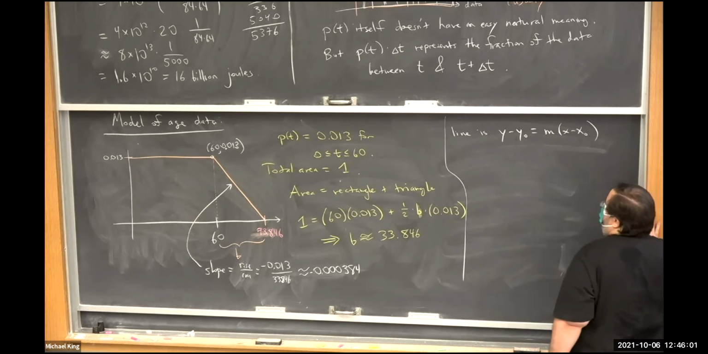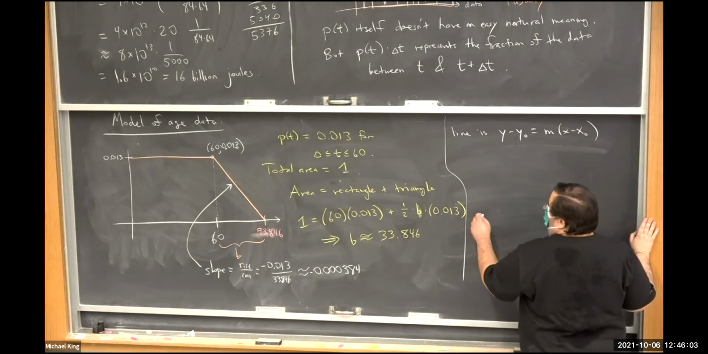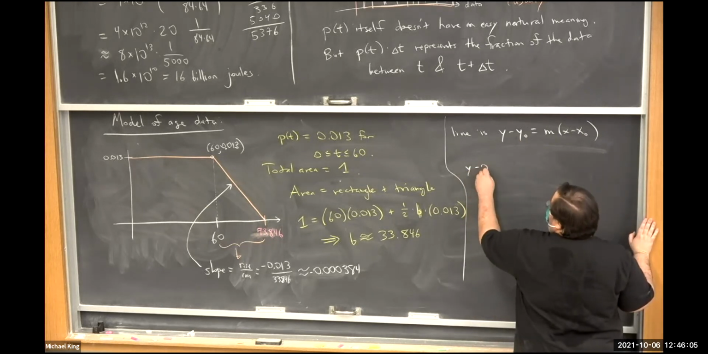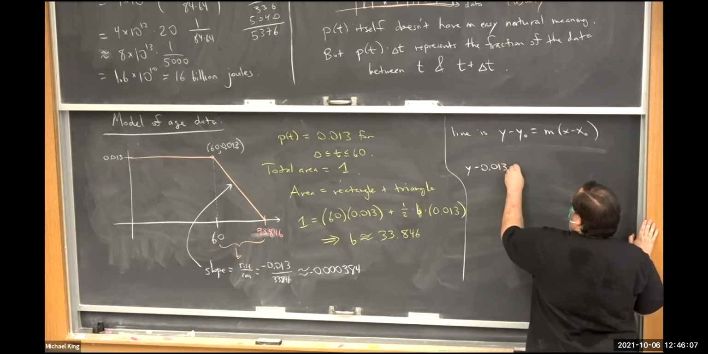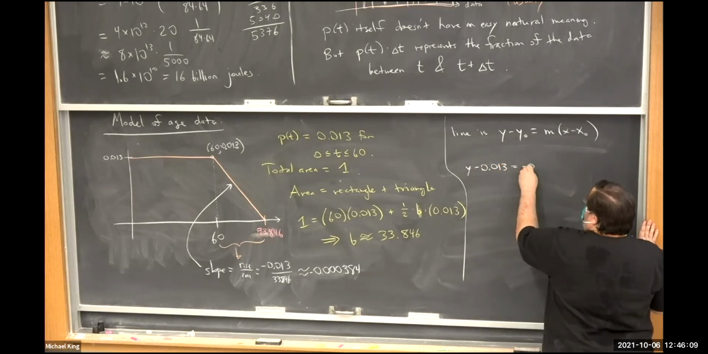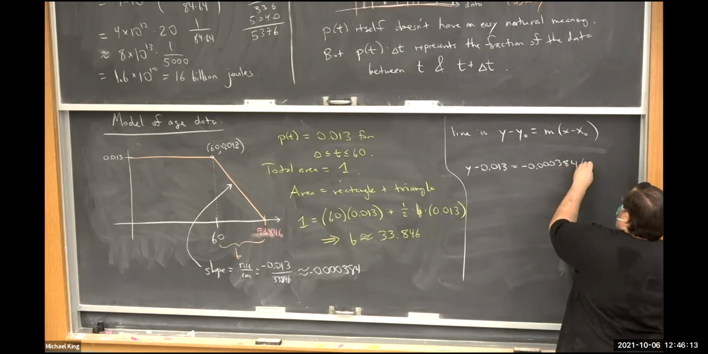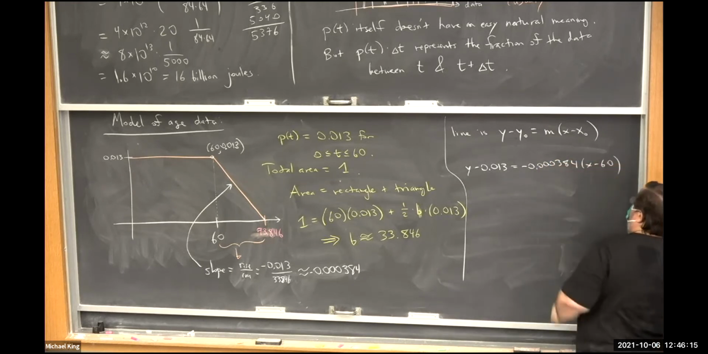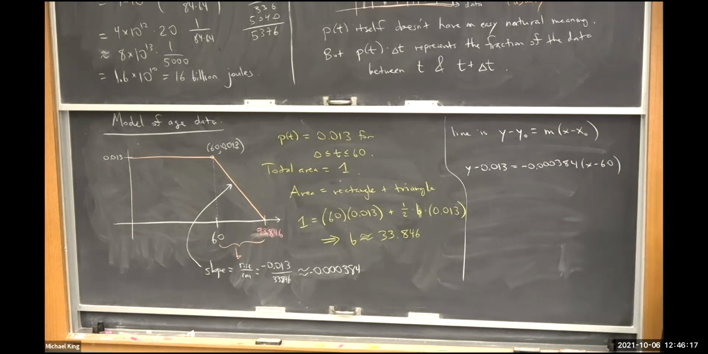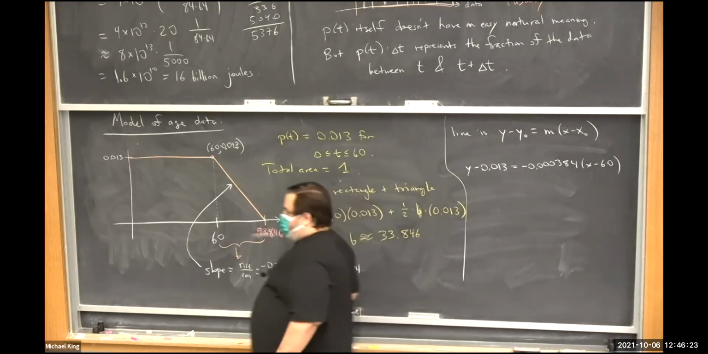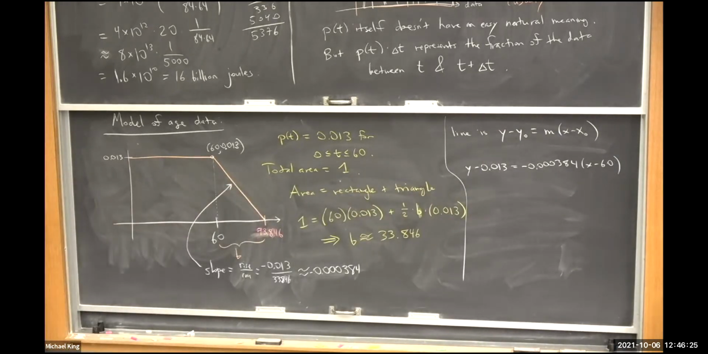Okay, so y minus 0.013 is negative 0.000384 times x minus 60. This is fun. So you could simplify this and get the actual equation of P between 60 and 93.8.